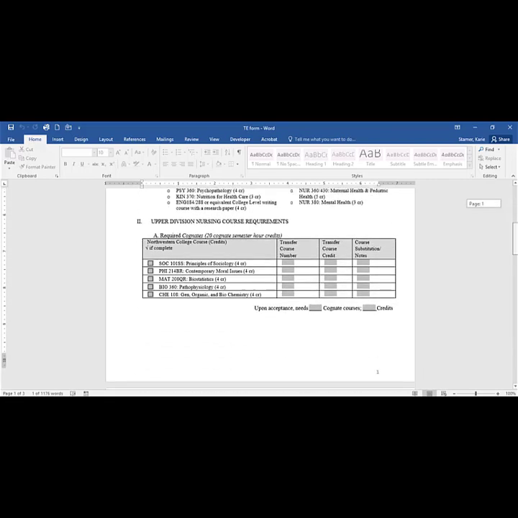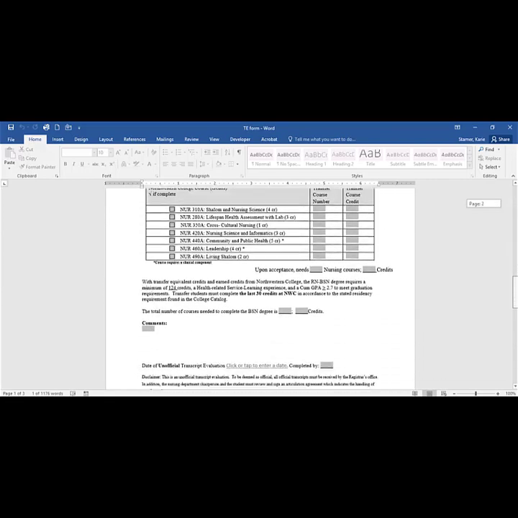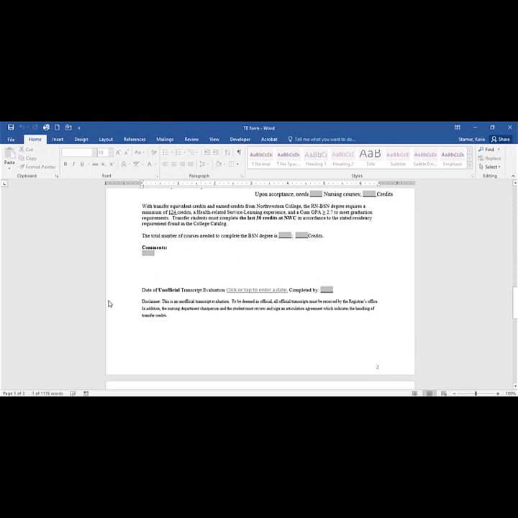The signatures portion you will find, if it is the signed one, will be right here on this page. It says it's an unofficial transcript evaluation. Once it is an official one, once you have committed to coming to Northwestern, then this changes and a signature line is added. So this is where you will find the spot where you will need to sign the form.